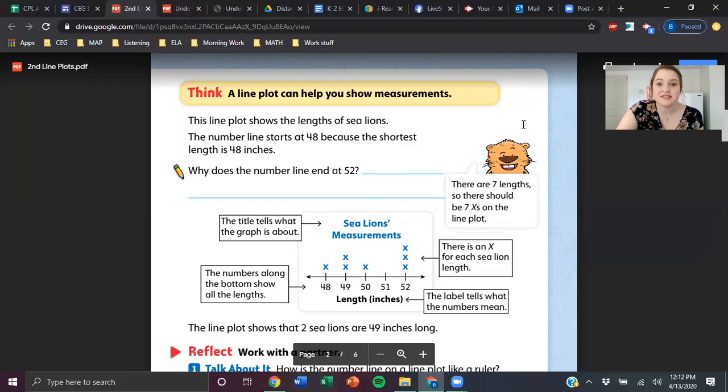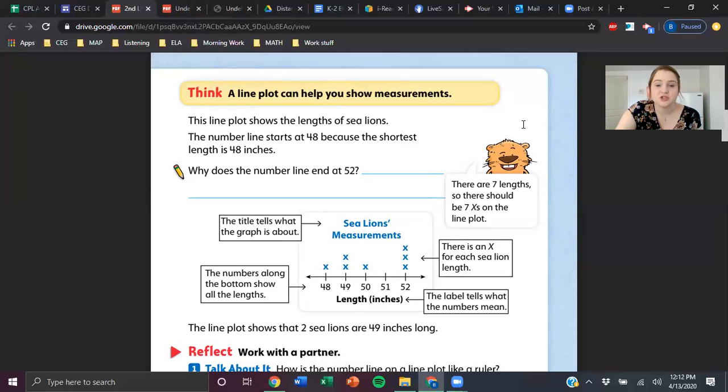He says that there are 7 lengths, so there should be 7 x's on the line plot. Now, let me explain that a little differently. Each object in the set, in this case, our objects are sea lions, so each sea lion in the set gets their own x on the line plot. Now, in this case, there are 7 sea lions, so your graph should show 7 x's.